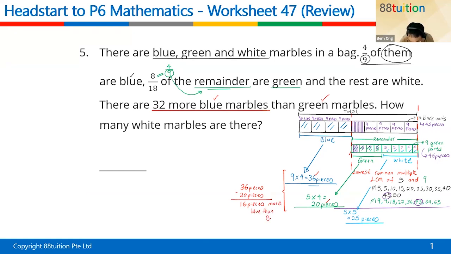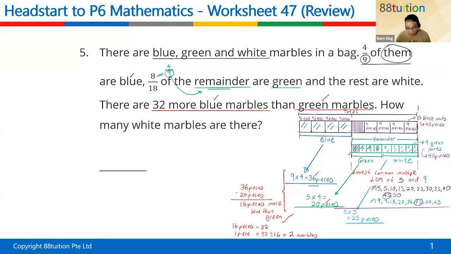Are you ready? So this statement you must compare with this statement. There are 32 more blue than green. Correct. So which means that these 16 pieces actually refer to 32. And one piece, don't be funny. One piece is equal to what? 32 divided by 16. It's equal to 2. 2 marbles.